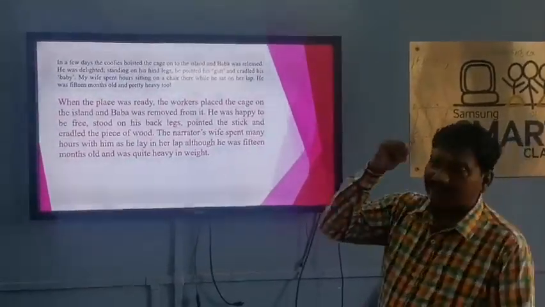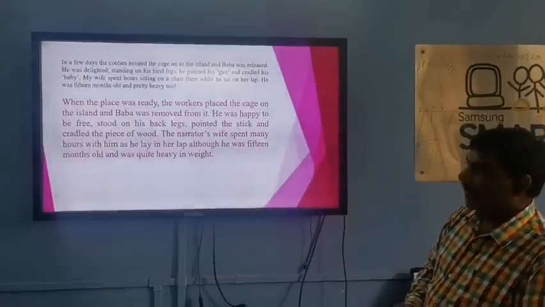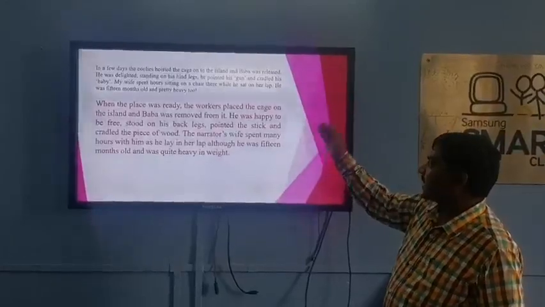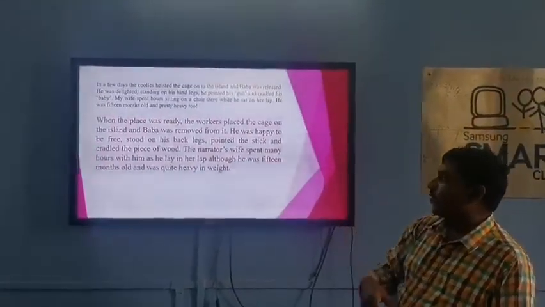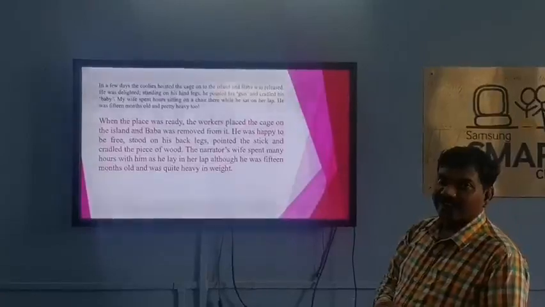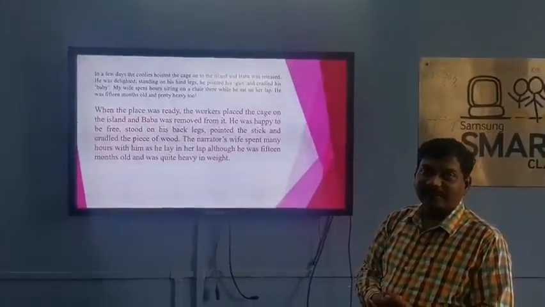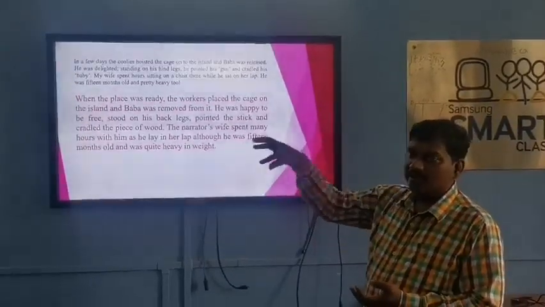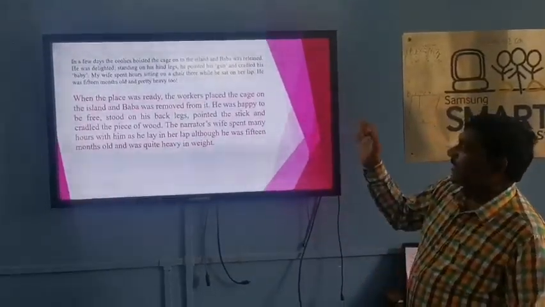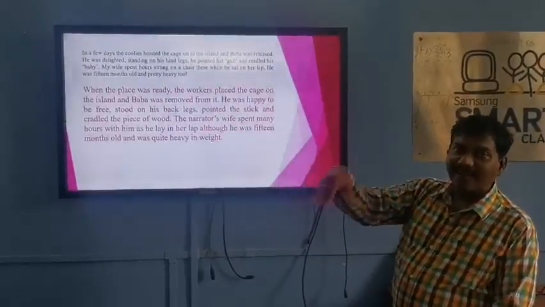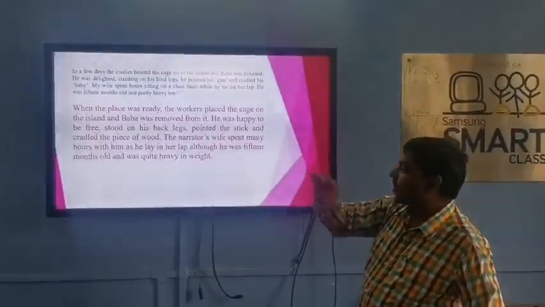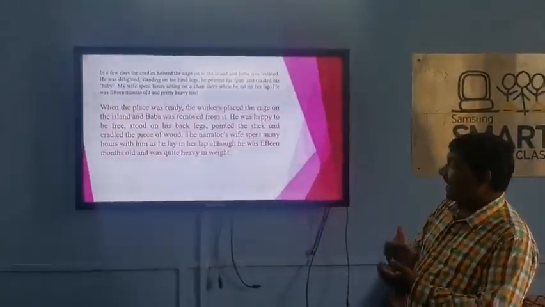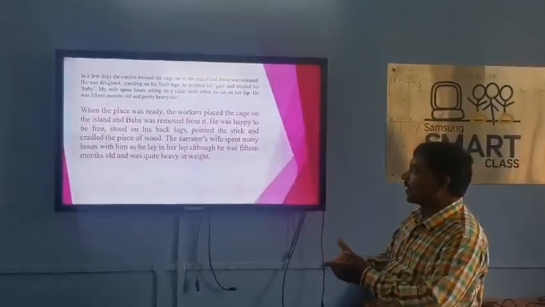And when the place was completely constructed, the workers placed the cage on the island and Baba was removed from it. It was a special arrangement prepared for Baba. And he was happy to be free. When he was left on the island, Baba was very happy because he was free, and he stood on his back legs, pointed the stick and cradled a piece of wood.